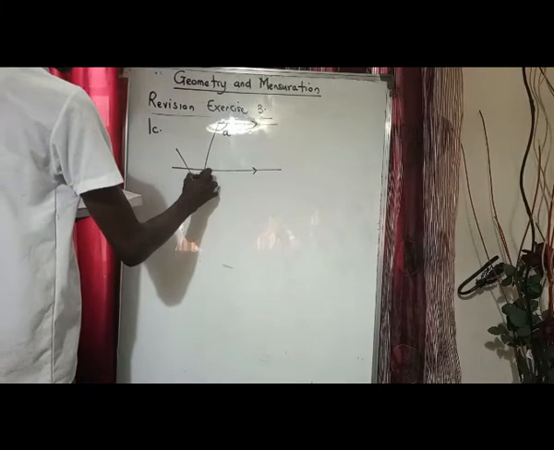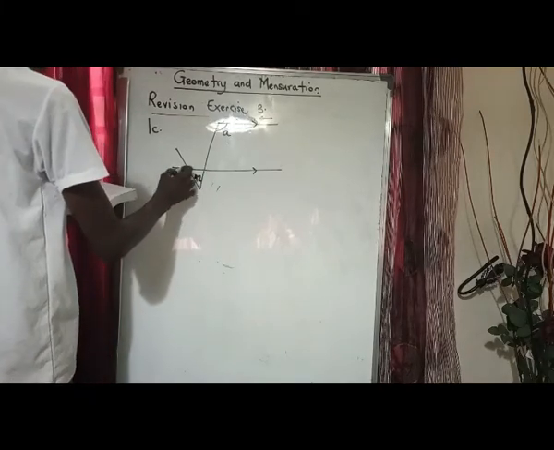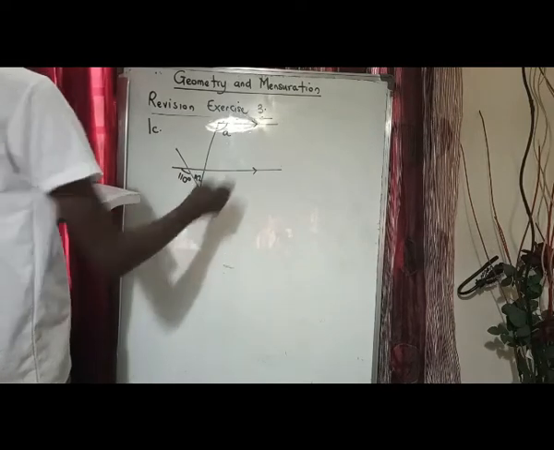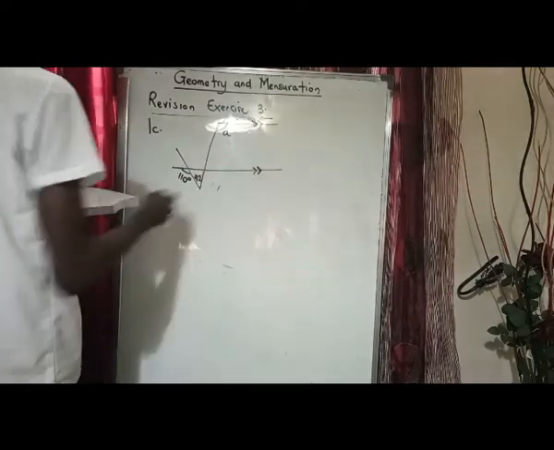This will be 42 degrees. This will be 110 degrees. This line is parallel to this. So we're required to look for angle A.